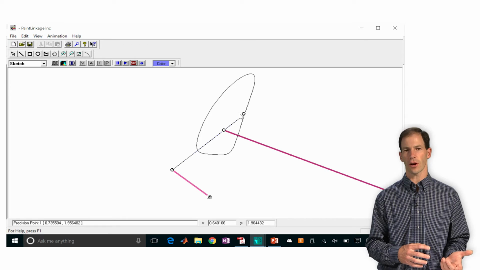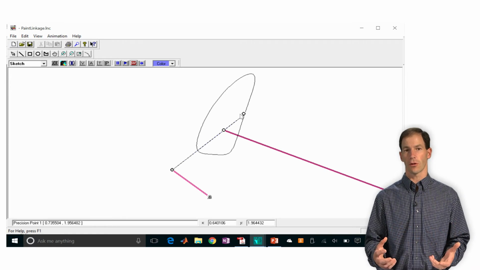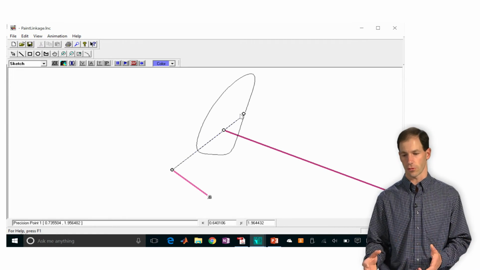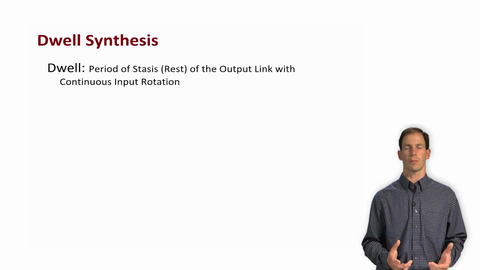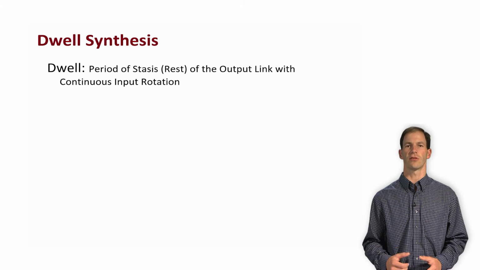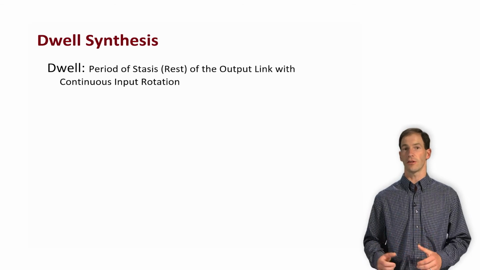So now let's go back and talk about how to use these coupler curves from the Rones and Nelson Atlas for dwell synthesis. We're now going to look at doing dwell synthesis here, and dwell again is this period of rest, or what we call stasis, of the output link while the input link continuously rotates.